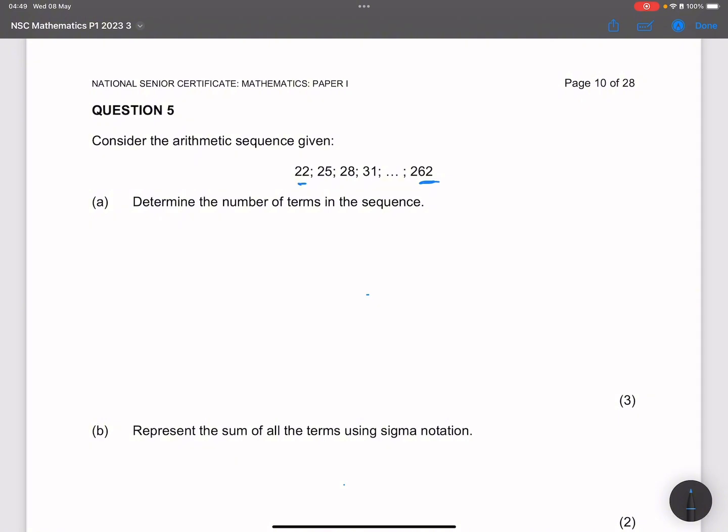We've got the first term, so we can actually use, in this case, Tn is equal to a plus n minus 1 times d. So first of all, our a value is 22, and our d value will just take t2 minus t1. 25 minus 22 gives us 3, and that should give us 262. What is the n value that will give us 262?